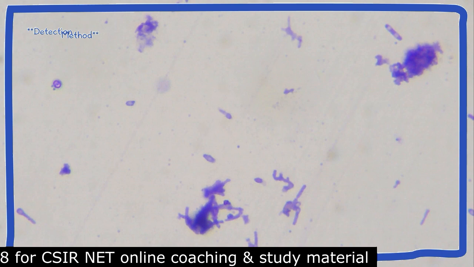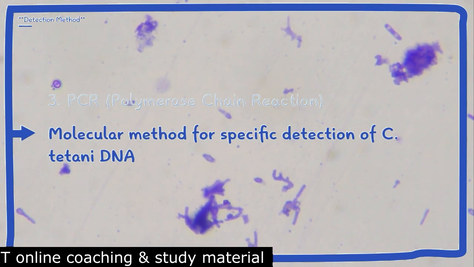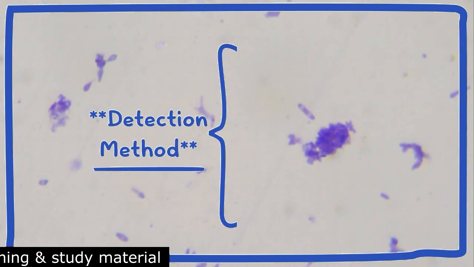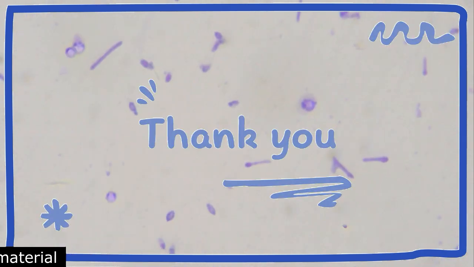And the third and last one here is PCR, polymerase chain reaction, a molecular method for specific detection of Clostridium tetani DNA in our body. So these are all the important details about Clostridium tetani.